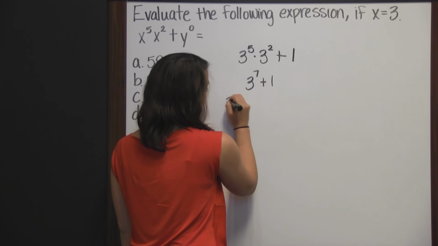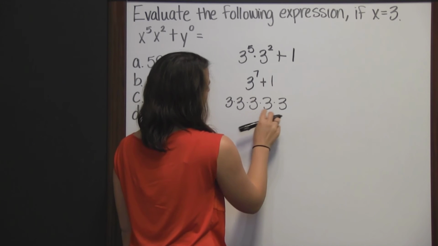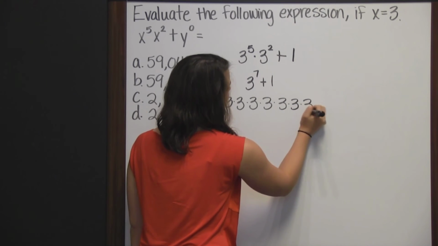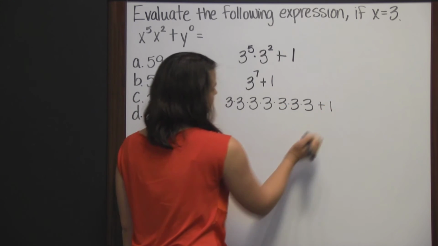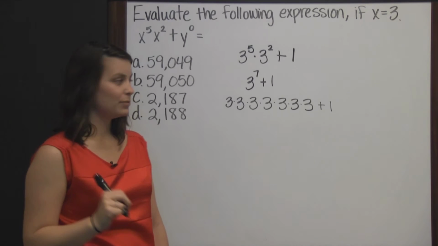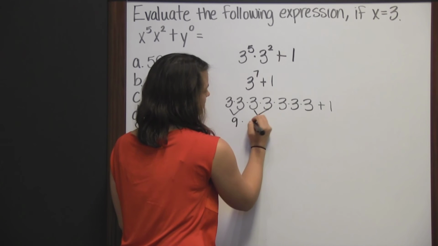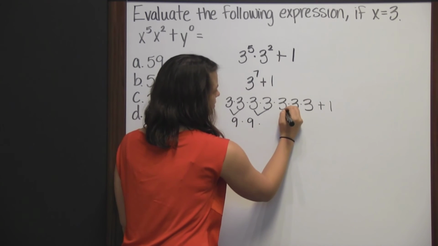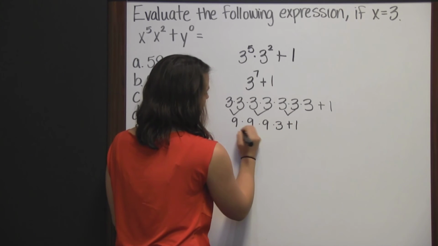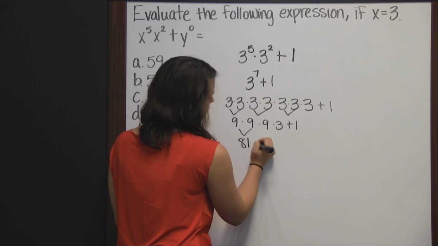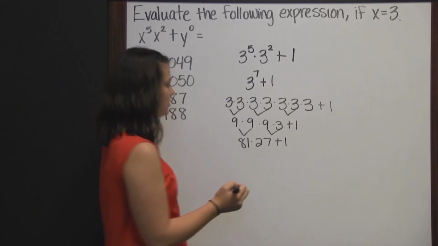And 3 to the 7th power is 3 times 3 times 3 times 3 times 3, that's 5, times 3 times 3. Okay, so we have a lot of 3's to multiply. 3 times 3 is 9 times 3 times 3 is 9 times 3 times 3 is 9 times 3 plus 1. 9 times 9 is 81 times, and then 9 times 3 is 27 plus 1.